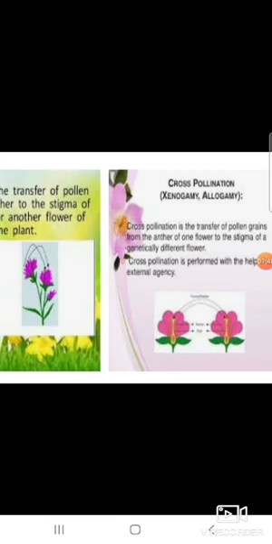Then only cross pollination. Cross pollination is the transfer of pollen grains from the anther of one flower to the stigma of a genetically different flower. Cross pollination is performed with the help of an external agency.